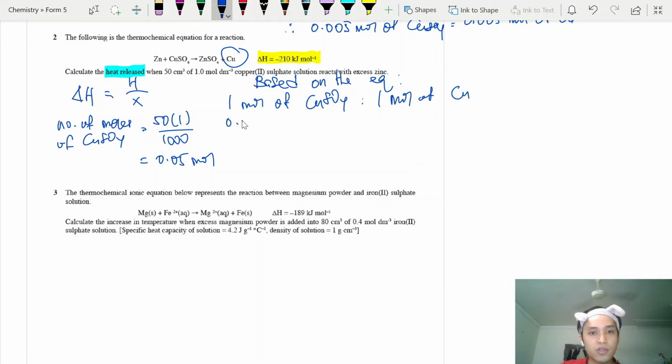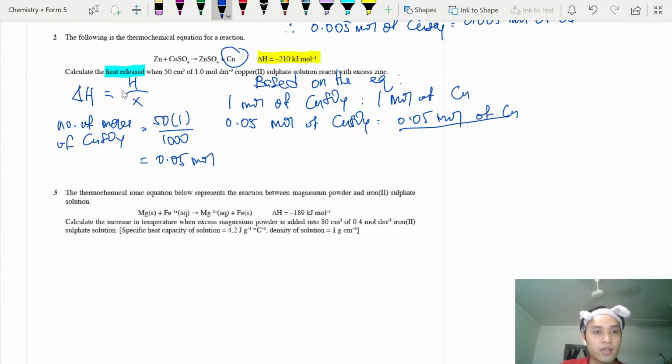So therefore, if this one is 0.05 mole, this is also 0.05 mole of copper. Now I have the mole of copper I can put inside here. The heat of reaction is already given. When we calculate the heat energy released, you don't need to put the negative sign in. So we just put in 210 kilojoules. If you want to change to joules, also can.